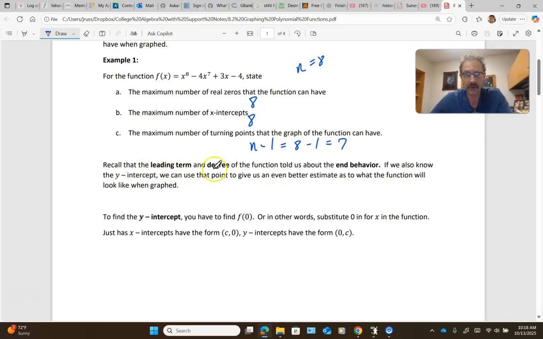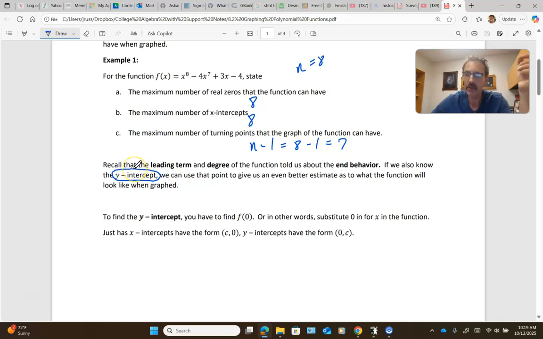Yeah, and this is what I was just mentioning. So remember that the leading term and the degree of the function will dictate the end behavior. Now, there's another piece of information we can know fairly easily, and that is the y-intercept. Typically in my classes I'll ask, is every polynomial going to have a y-intercept? Or in other words, is every polynomial going to cross the y-axis? And the answer is yes. The reason it's yes is because polynomials are continuous. Because remember, their domains are all real numbers.